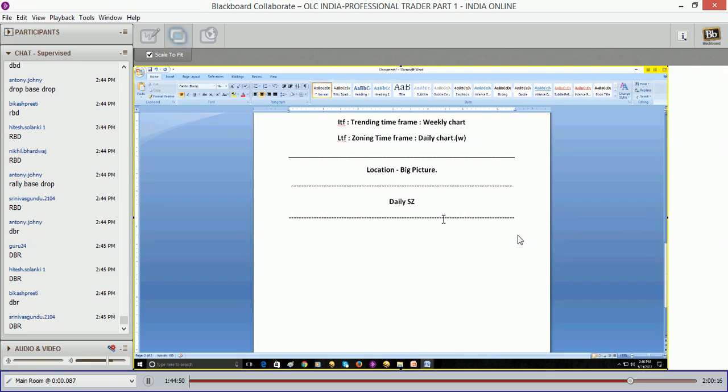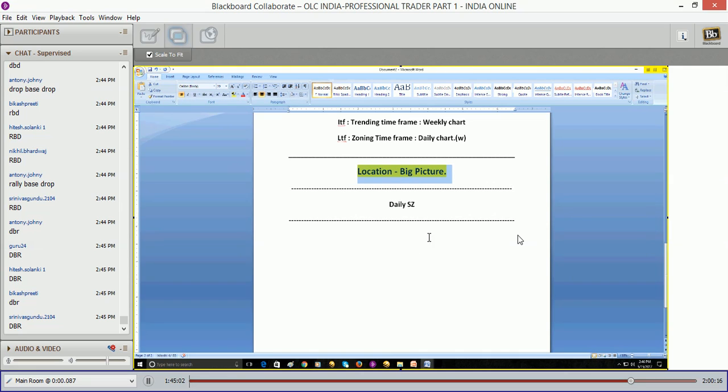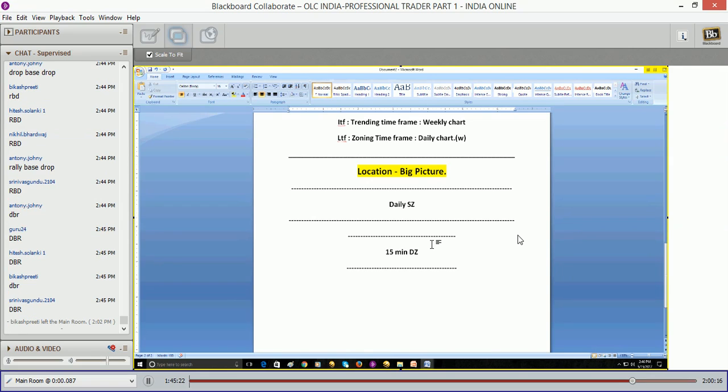Next to this daily supply zone, let me highlight this, and I want all of you to pay attention over here, guys. Next to this daily supply zone, you have a 15-minute demand zone, or let's say a 10-minute demand zone. Again, I'm repeating, next to this 15-minute demand zone, you have a daily supply zone. Now, what do you feel?